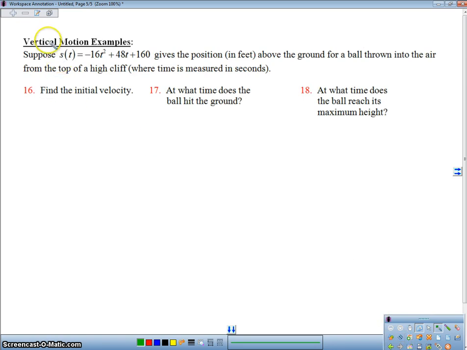All right, last few here. Vertical motion. Vertical motion problems are like a golf ball. You hit the golf ball, it goes up, and then it comes down. So it's parabolic. It means they're at a maximum height where the velocity is 0, because the slope of the tangent line is 0 where you're going to have your maximum height.